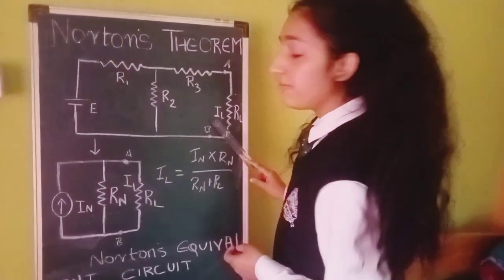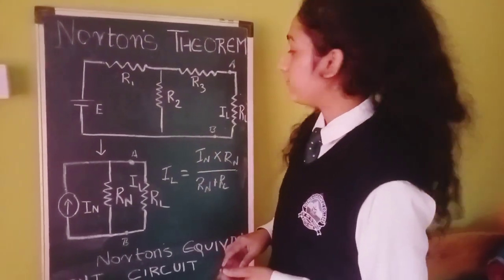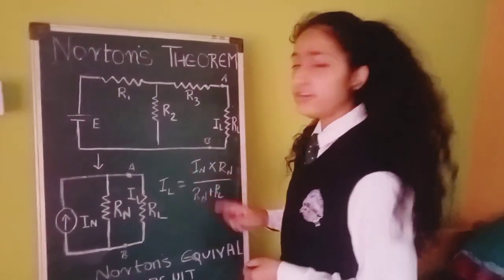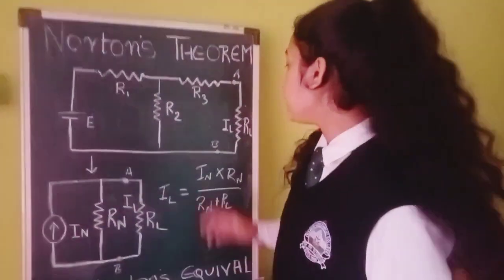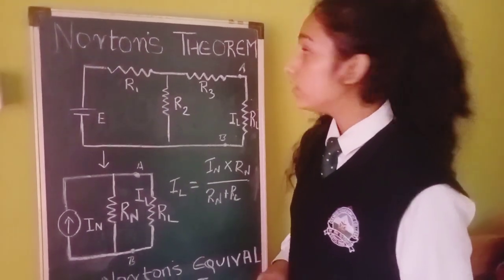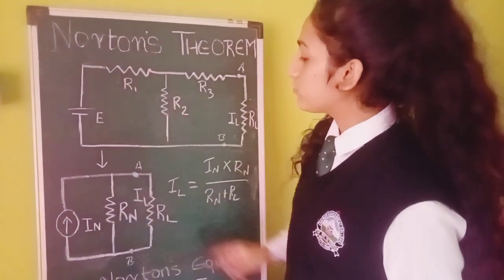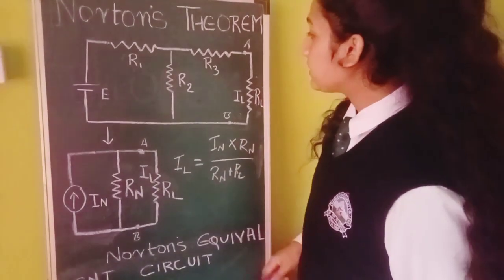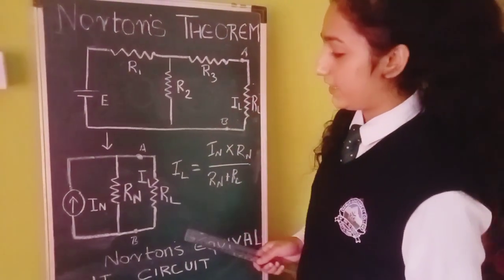We can find the value of IL by using Kirchhoff's voltage law. But it will be very difficult for us to find the value of IL using Kirchhoff's voltage law because of hard equations. So, Norton gave us one easy formula to find the value of IL.